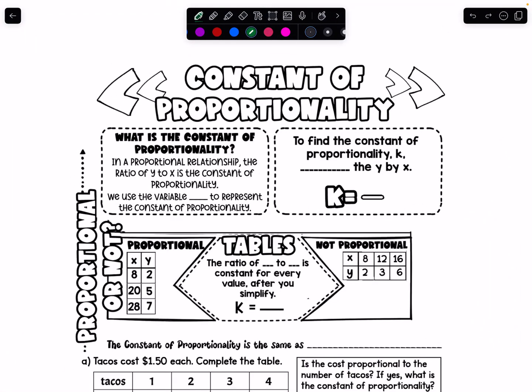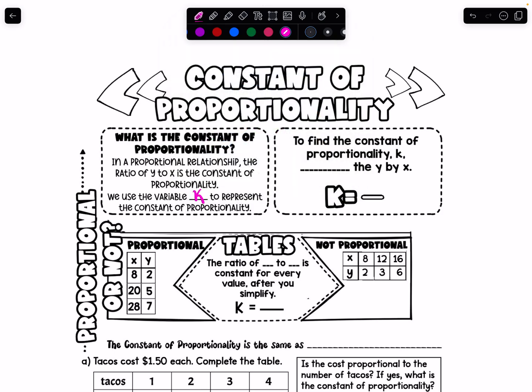Today we're going to be talking about the constant of proportionality and telling whether relationships are proportional or non-proportional using tables. So first we want to know, what is the constant of proportionality? When you have a relationship between two sets of numbers and they are proportional, they have something called the constant of proportionality. And it is represented, oddly enough, by the letter K.